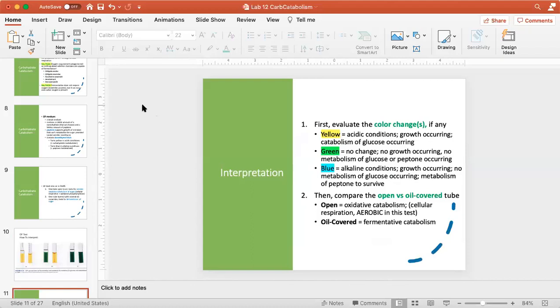So when you interpret the OF test, you have to do 2 things. First, evaluate the color changes, if any of them have occurred. Second, compare the open tube to the oil-covered tube, because the open tube is the tube that's testing for aerobic cellular respiration. The oil-covered tube is testing for fermentation. Start with the color change. If it has turned yellow, it means acidic conditions. That organism is growing in the tube and it is breaking apart the glucose. That's what yellow means. The oil versus the open tube will tell you what pathway it's using. But yellow tells you acid, breakdown of carbohydrate is occurring.